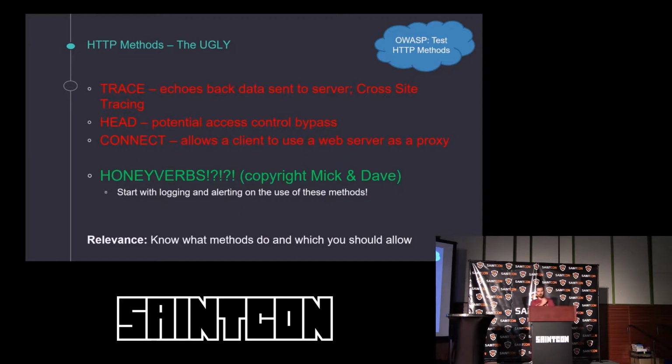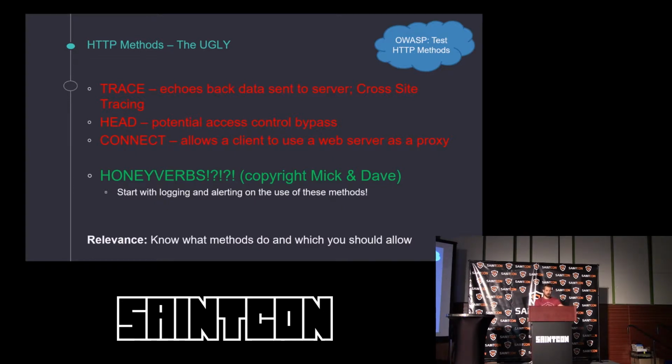But TRACE basically echoes back the data that's sent to the server. Okay, it's basically just like an echo when you send a request. The reason why that may be bad for your web application is because it can result in a cross-site tracing vulnerability. So you need to know whether or not your web application supports TRACE, how you can turn it off, and why it might be a bad idea. HEAD, also assumed to be really safe, can actually lead to potential access control bypasses. I had no idea before I started researching this, but if you want more detail, again, go to the OWASP site. It defines the actual exploit there.